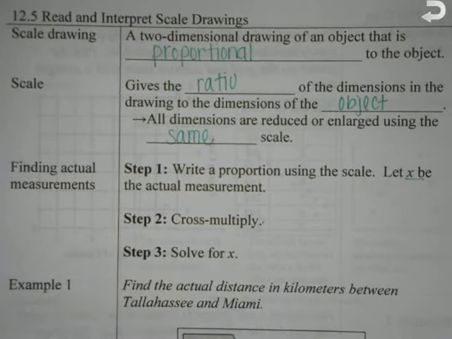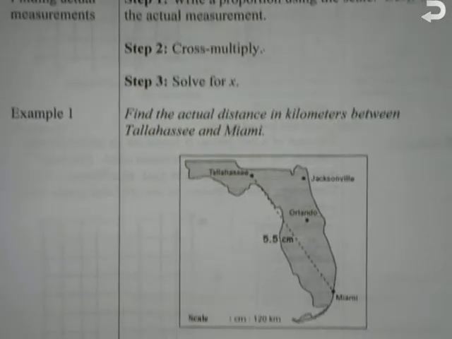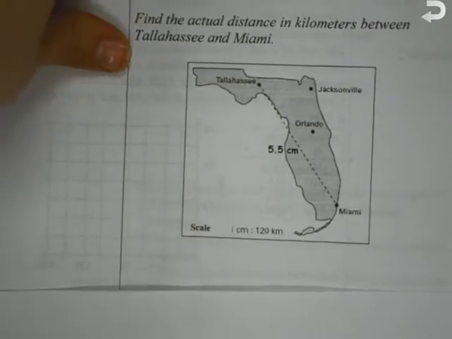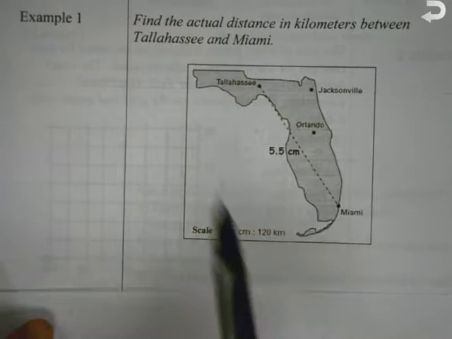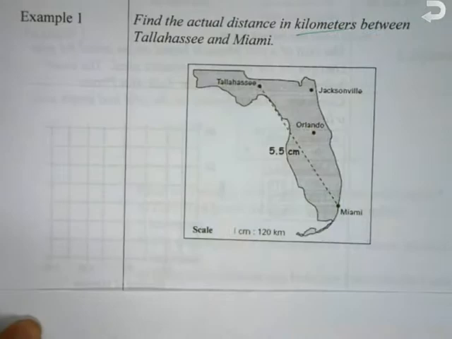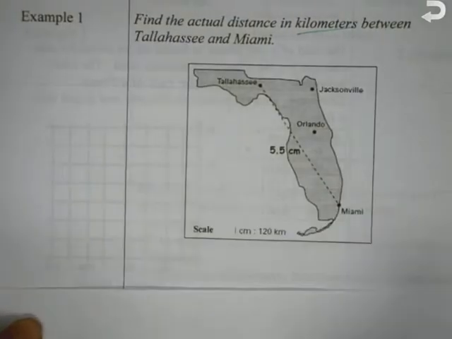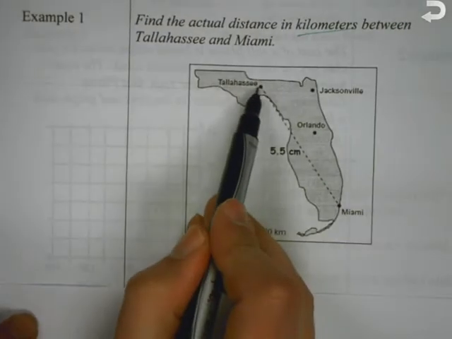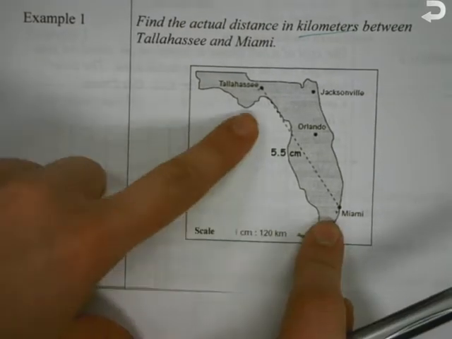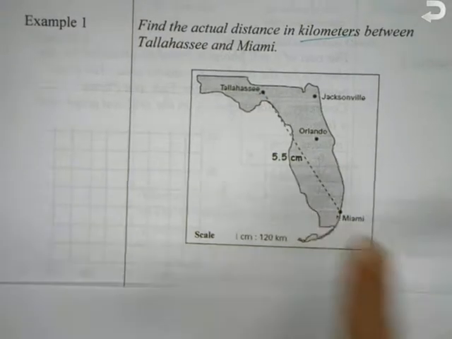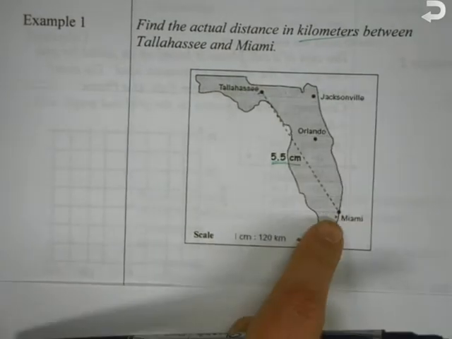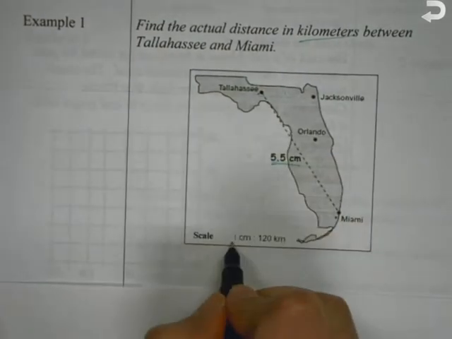Okay, so we have one example today. And it is involving a map. Okay, so your instructions are to find the actual distance in kilometers, which means we have to put kilometers in our answer, between Tallahassee and Miami. Okay, here's Tallahassee. Here's Miami. Both are in what state? Florida. Okay, so here's Tallahassee, here's Miami. On this map, which is to scale, Tallahassee is only 5.5 centimeters away from Miami. Here's the scale. 1 centimeter equals 120 kilometers.